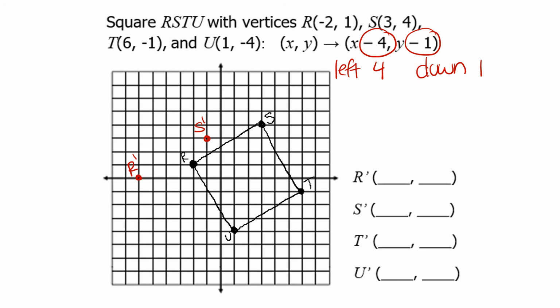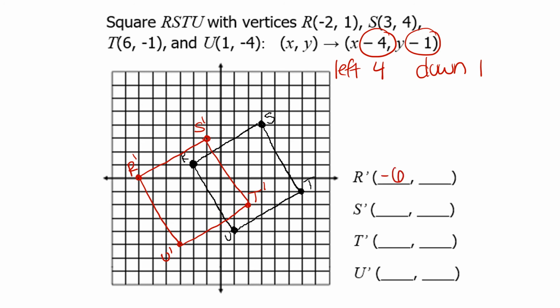T again is going to go left 4 and down 1, labeling that T prime. And U is going to go left 4 and down 1, labeling it U prime. We can connect our dots and we end up with the same square. Yes, they do overlap, but that is okay. And then our last step is to write down the new coordinate points.